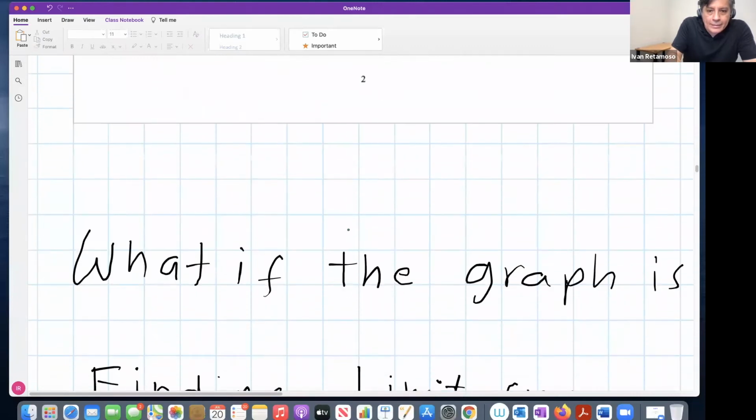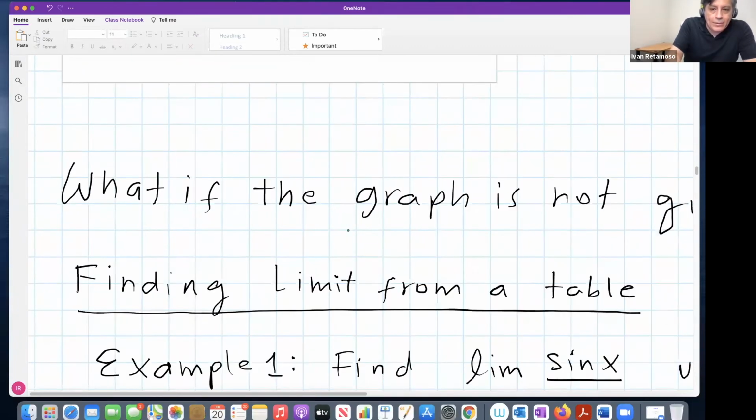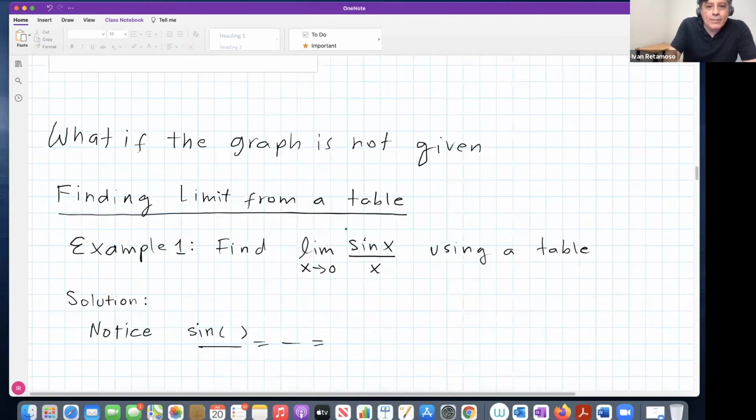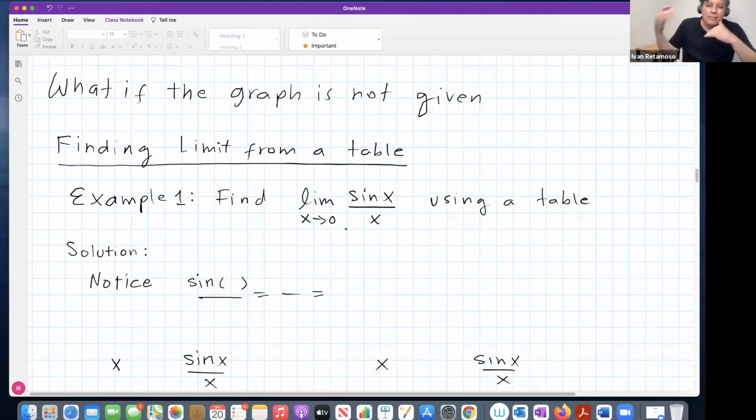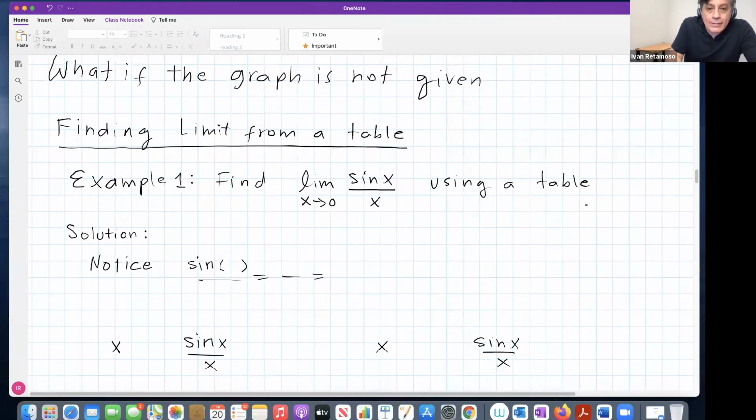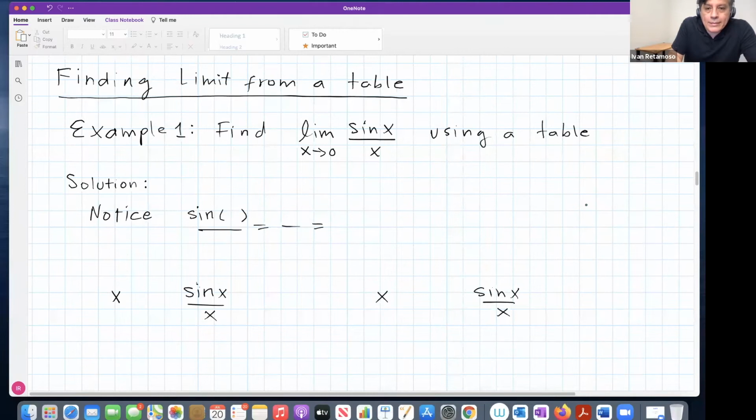All right, next, what if the graph is not given? What if they ask you to compute a limit, but they don't give you the graph, or the graph is very complicated to come up with, right? So let's say they give you this, find the limit of sine of x over x as x approaches 0 using another method. This other method is called using tables. I will show you. It's a very, very universal method to compute limits. And it's kind of strong because it always works.